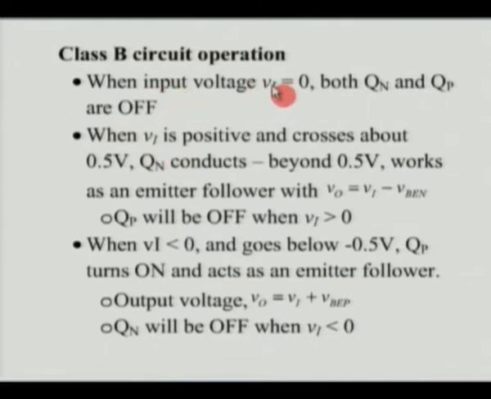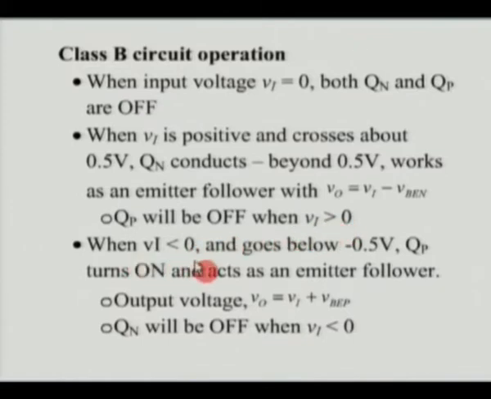So this is what we discussed. When Vi is equal to 0, both are off. When Vi is positive and crosses about 0.5 volt, Qn conducts. Beyond 0.5 volt, the upper transistor, the NPN transistor, works like an emitter follower, and Vout is equal to Vi minus VBN. This N stands for the VB value of the NPN transistor. During this period, the PNP transistor QP will be off as long as Vi is greater than 0.